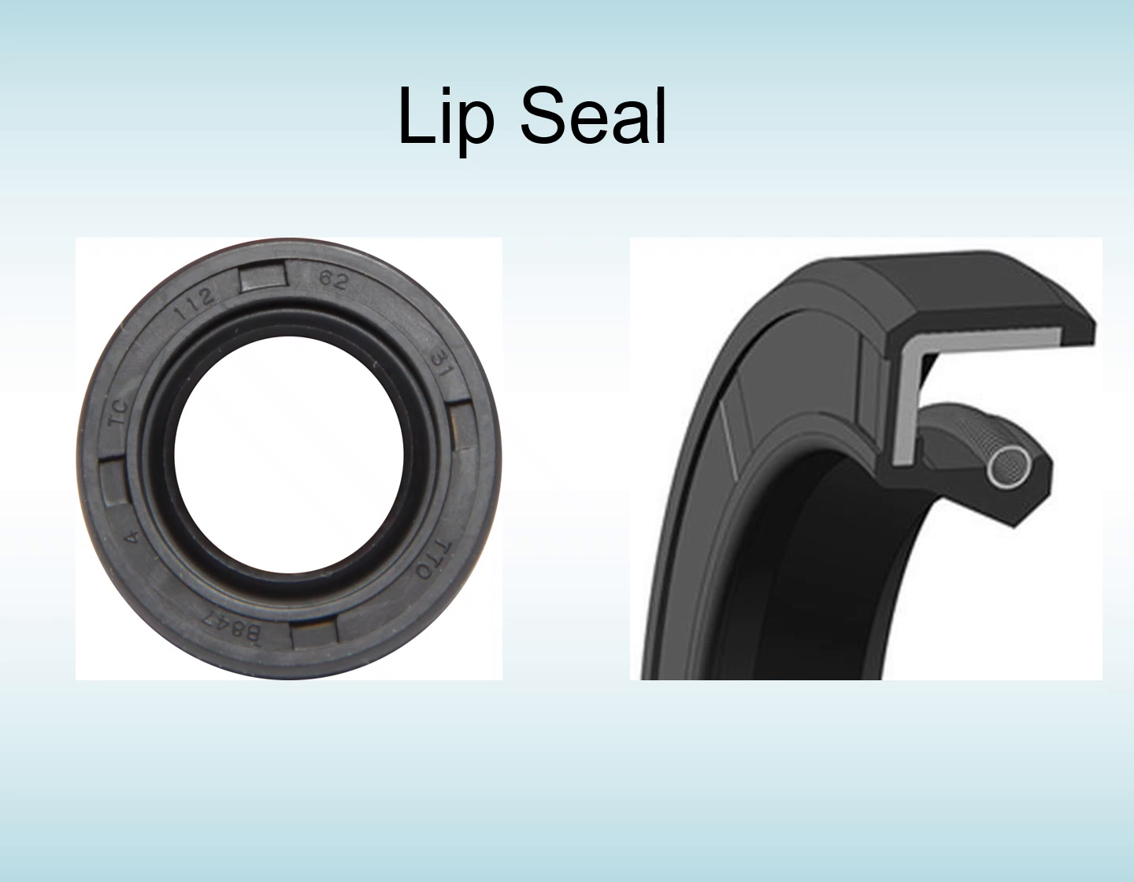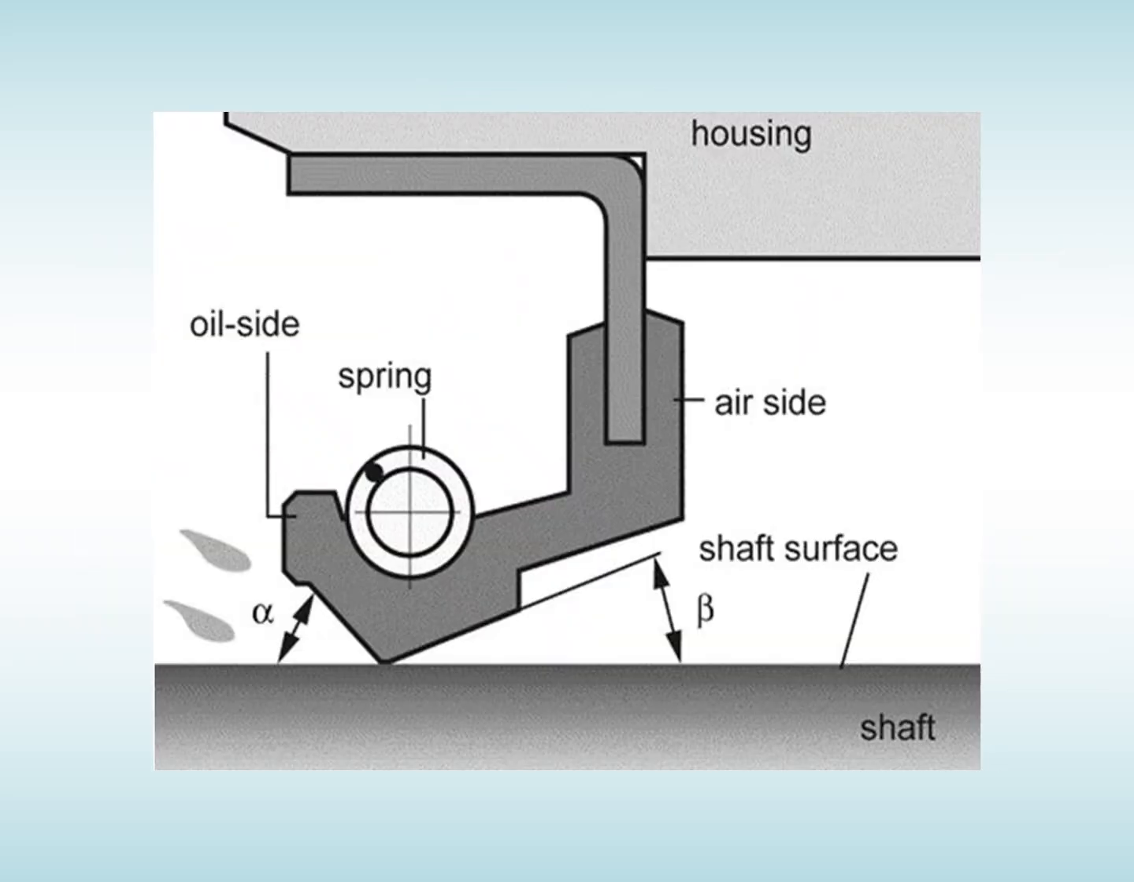Lip seals, very commonly used in our game. That is the sealing point on the shaft. And if you look here, you can see like that in the housing, and there's your sealing point there. So that's the oil side, and that's the air side.